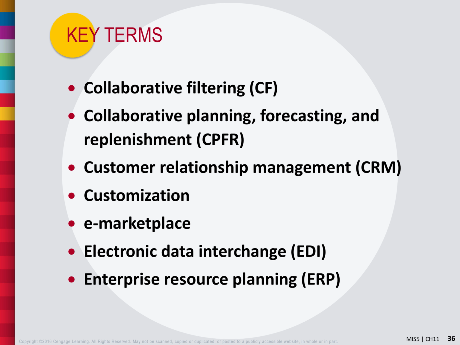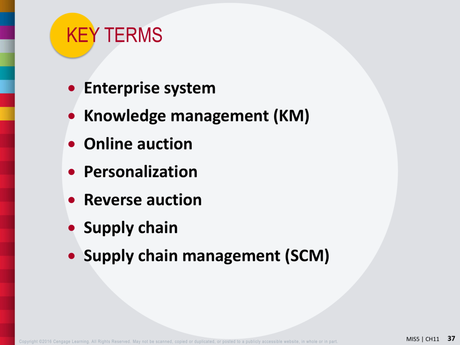If you're unclear on these, go back and take a look at it again in the lecture or read it in the book. And I encourage you to read the book because the lecture is just a brief overview to help solidify what you've learned from the reading. Some of the key terms we took a look at: enterprise, knowledge management. We didn't really discuss online auctions. We did talk about personalization. We briefly talked about a reverse auction. I think we spent maybe 20 or 30 seconds on that. And we really covered supply chain and supply chain management.